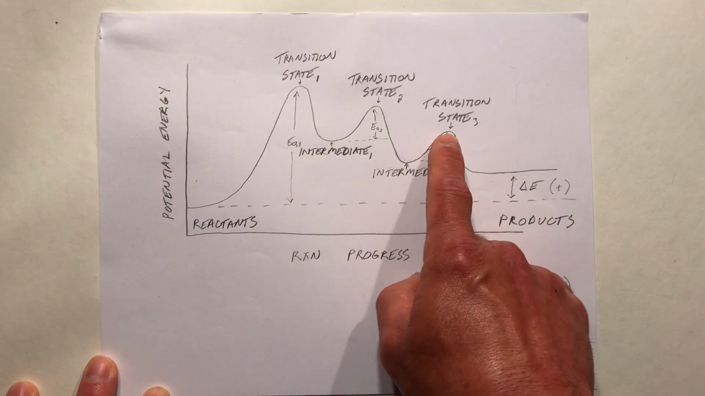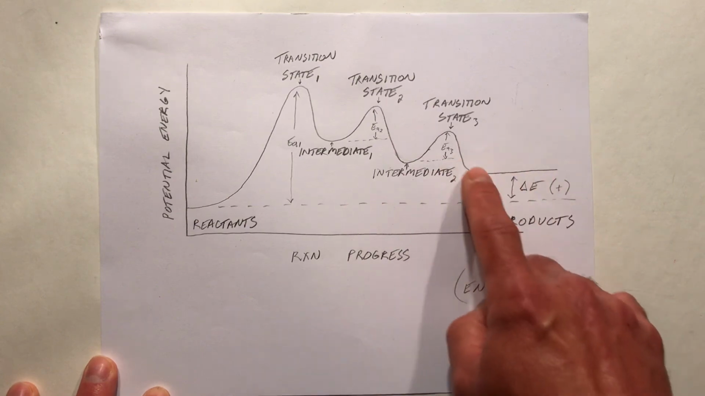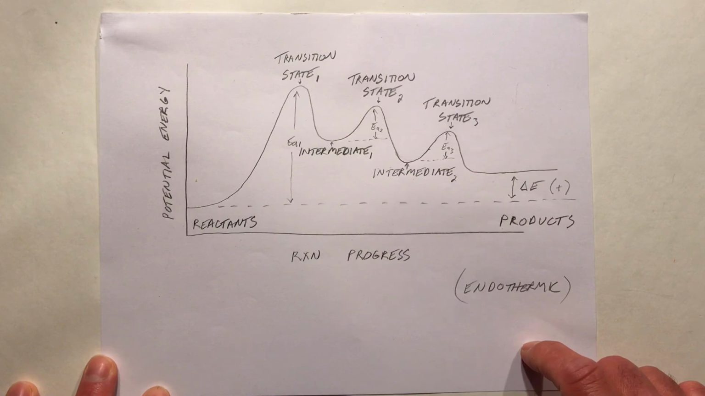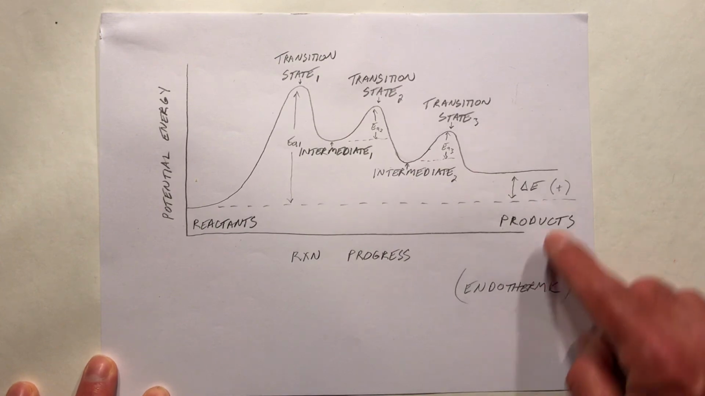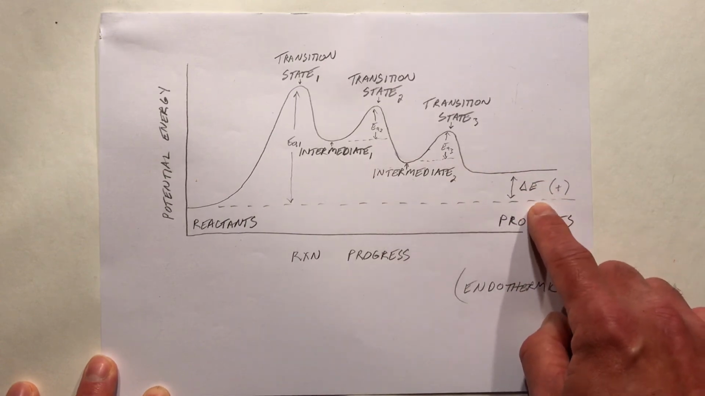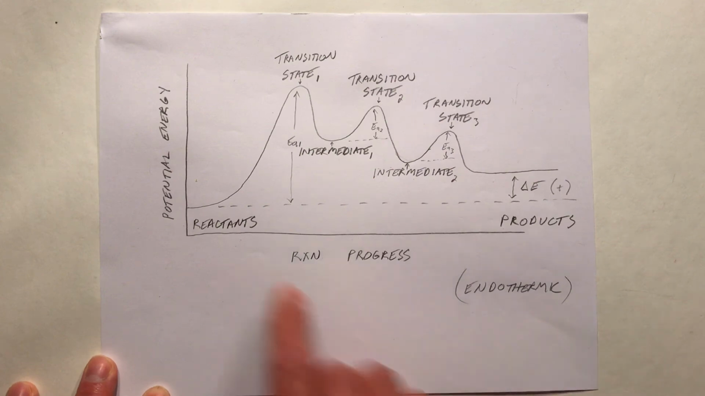Now, after this third transition state, energy would be released, according to this diagram, and we would end up with our final products. And we could say that the total change in chemical potential energy would be from the reactants to the products, this amount of delta E. Now, because that's positive, this would be an endothermic reaction moving forward.